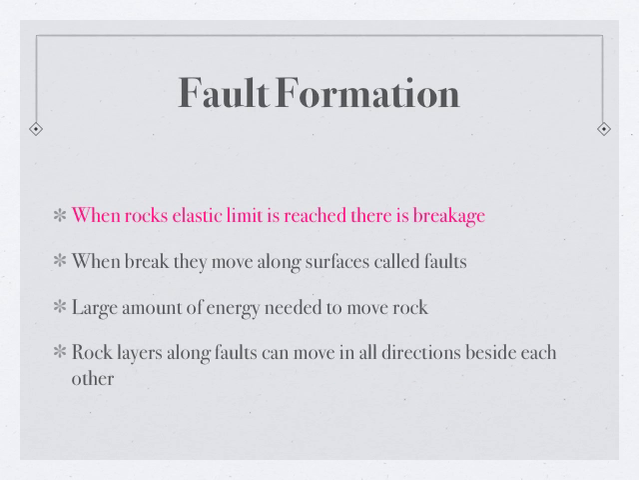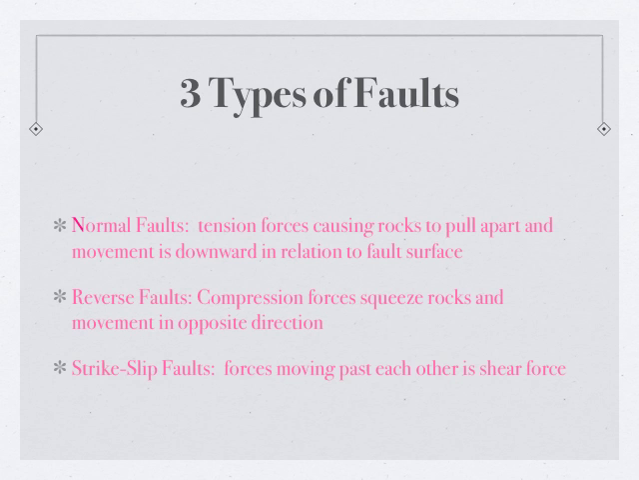Remember, the rocks along these faults can move in all directions, not just in towards each other like convergent, away like divergent, or sliding back and forth, but they can move up and down on each other also. So a fault is formed when these rocks reach this elastic limit and you get breakage. You have to remember that along these fault lines you can have movement in all different directions. There are three types of faults, and the faults are named according to the type of stress and the type of movement that you have.